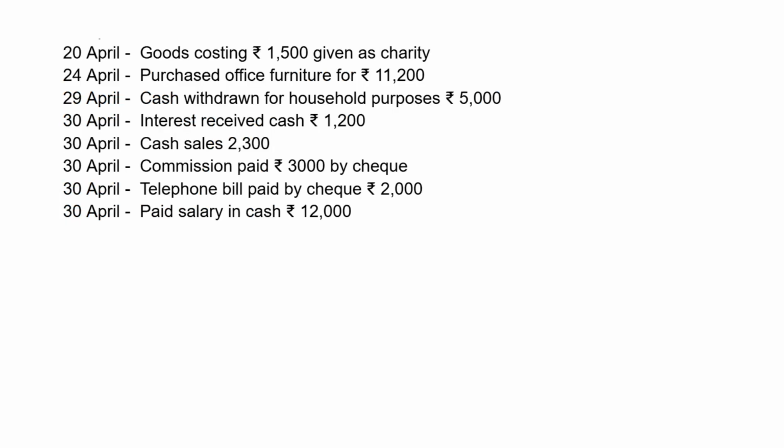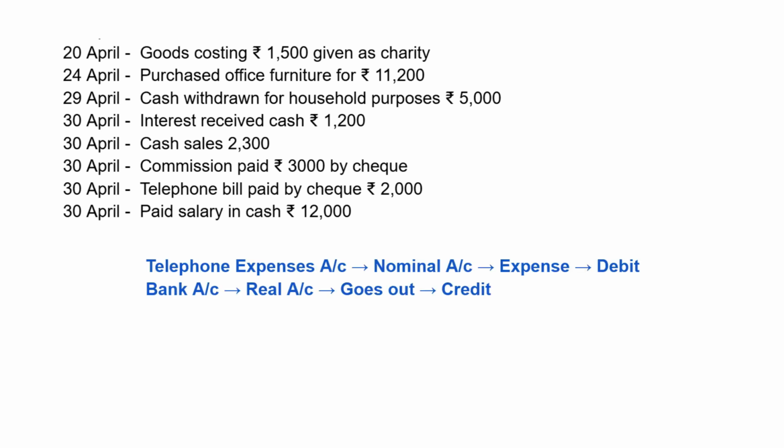30th April, telephone bill paid by check 2000 rupees. Here the two accounts affected are telephone expenses account and bank account because it is paid by check. Telephone expenses is a nominal account because it is an expense, and debit all expenses and losses. And bank account is real account and cash goes out of the bank, so it is credited.